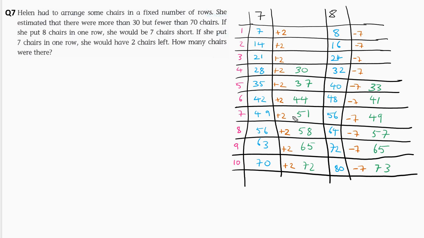And actually, you've probably already seen we have 2 numbers the same. They're in the same row. This is this thing about the fixed number of rows. But actually, what we're looking for is where we have 2 numbers the same. So it's when we have 65 chairs that we meet these 2 conditions. So that must be our answer. So the answer is 65 chairs.